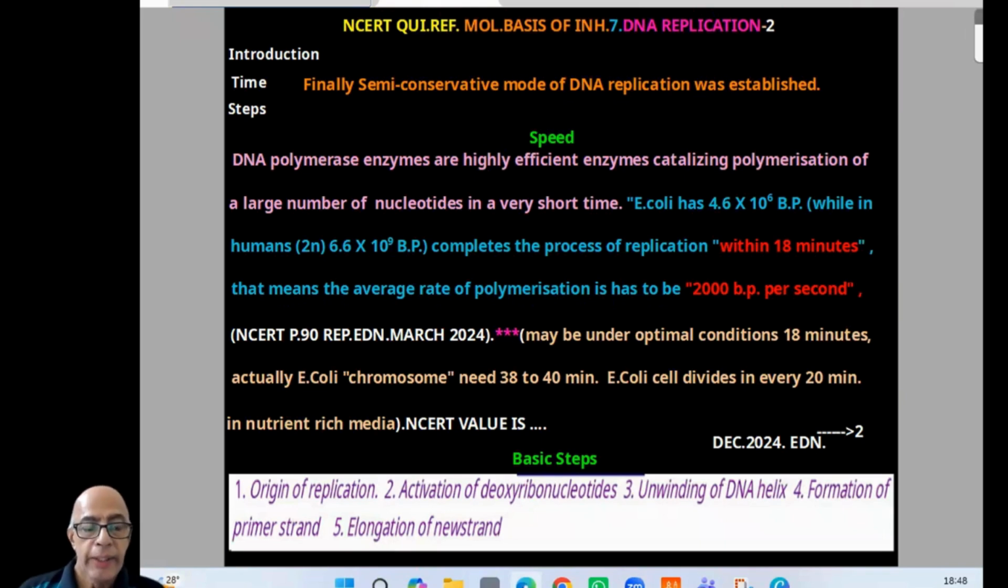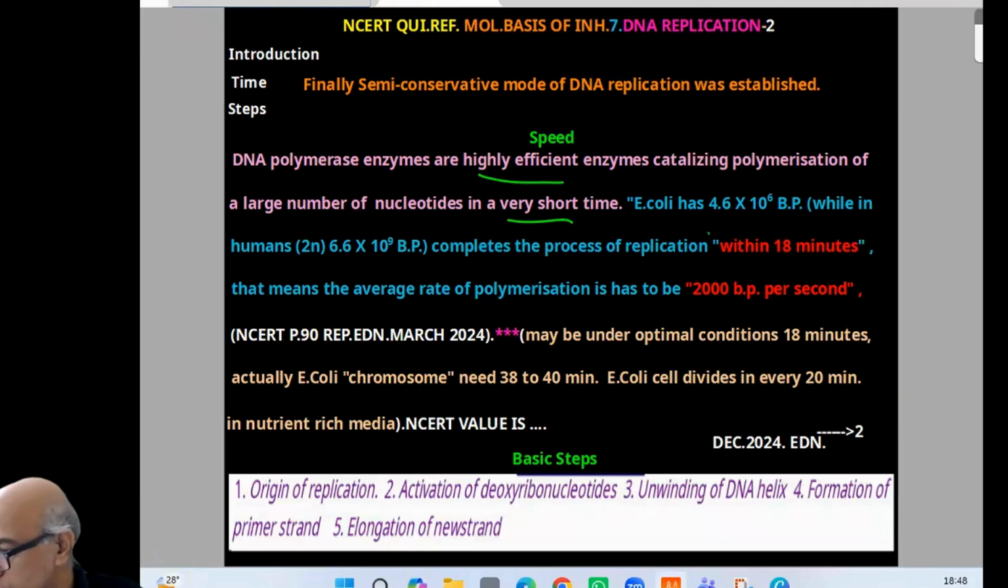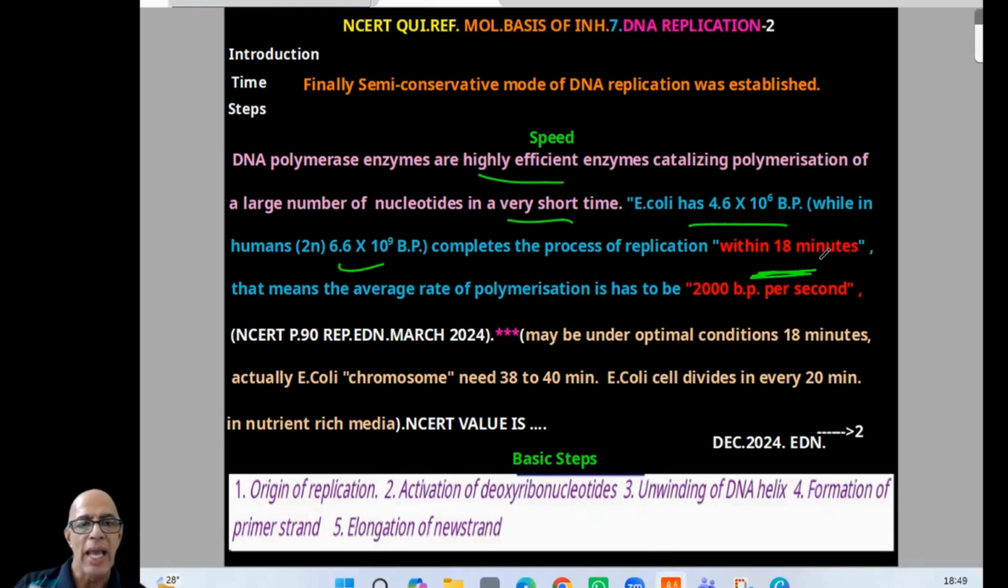Okay. So finally, it is established that DNA replication is semi-conservative. First, we are discussing some values we have to take care of. DNA polymerase enzyme is a highly efficient enzyme, catalyzing polymerization of a large number of nucleotides in a very short time. That is why efficiency. E. coli has got 4.6 into 10 raised to 6 base pair. In humans, you already know, that is 6.6 into 10 raised to 9 base pair. So E. coli with the 4.6 into 10 raised to 6 base pair completes the process of replication within 18 minutes. That means the average rate of polymerization has to be 2000 base pair per second.